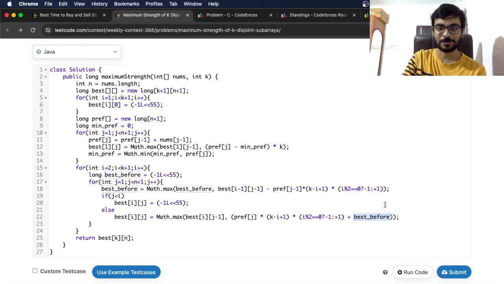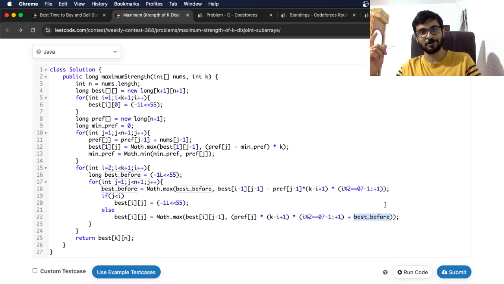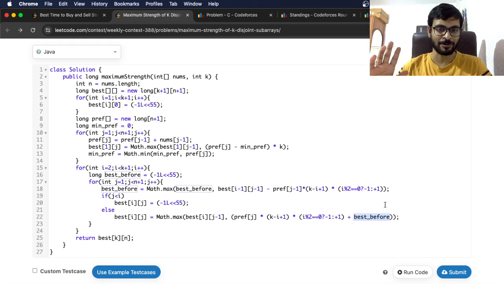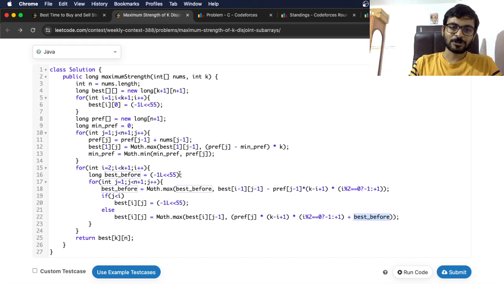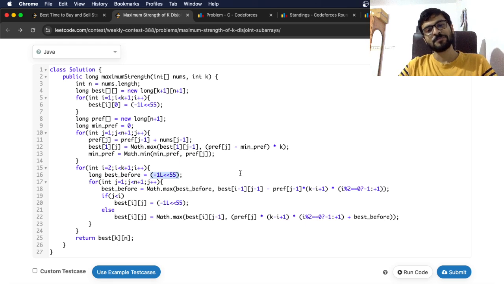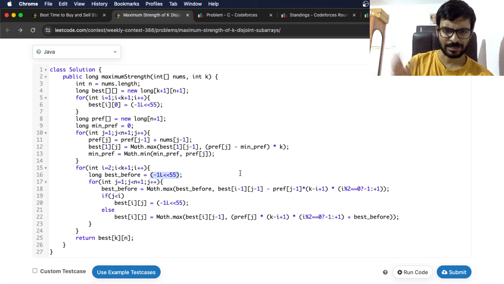So don't do that. Be aware that you should not lead to overflow. That will become an integer overflow or long overflow, whatever data type overflow. That is the reason I took something above minus 2 to the power 63. I took minus 2 to the power 55 over here. That is safe. You can take minus 2 to the power 60 as well. That should be fine, so you can experiment with that.